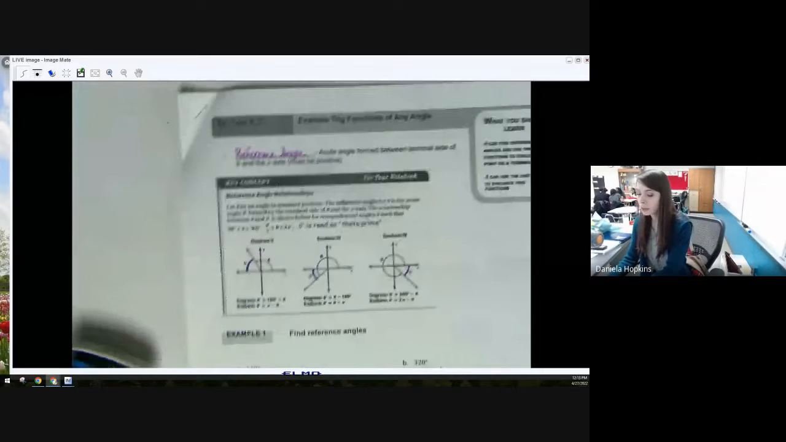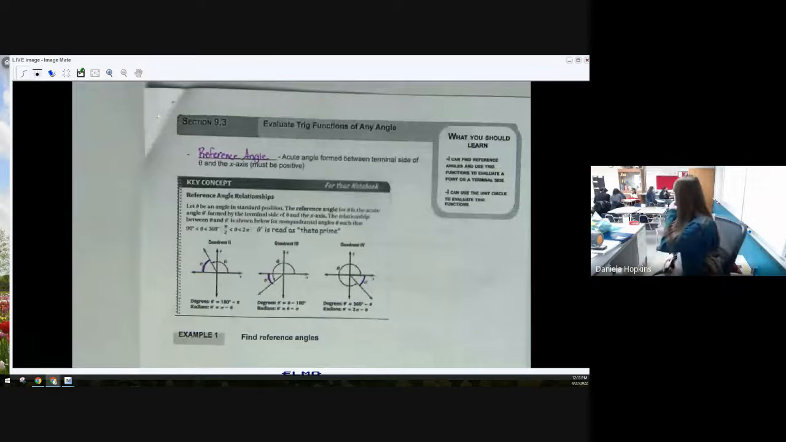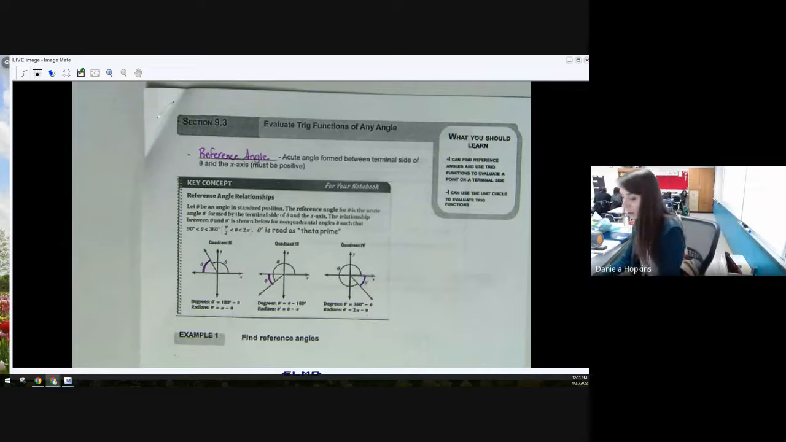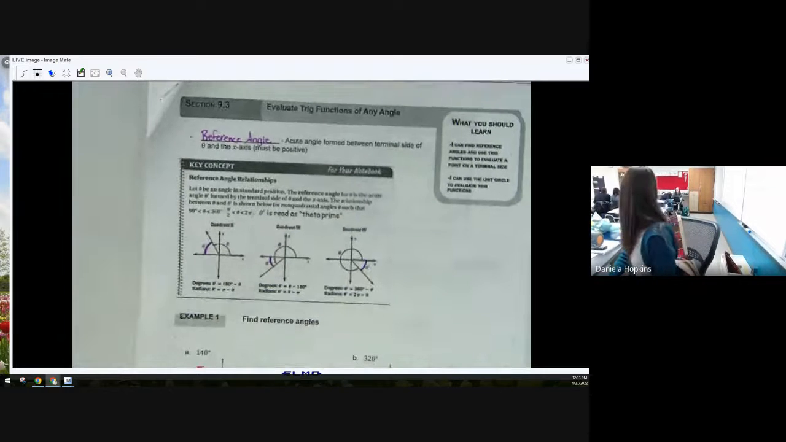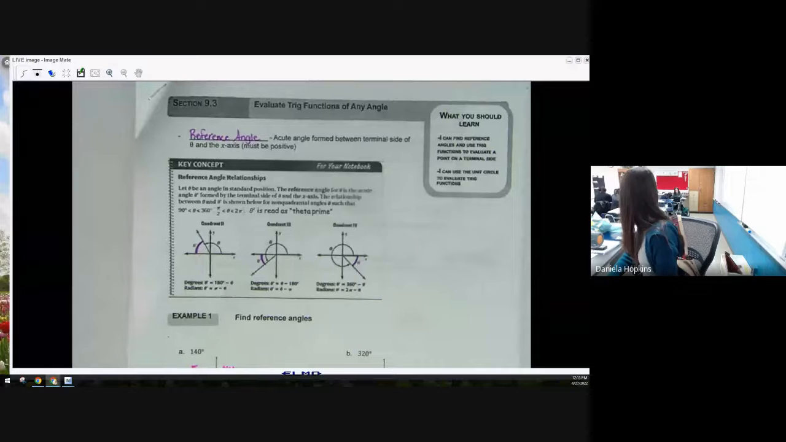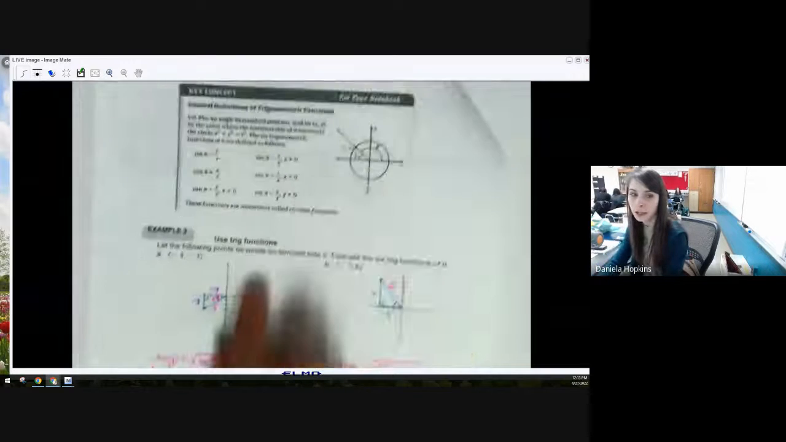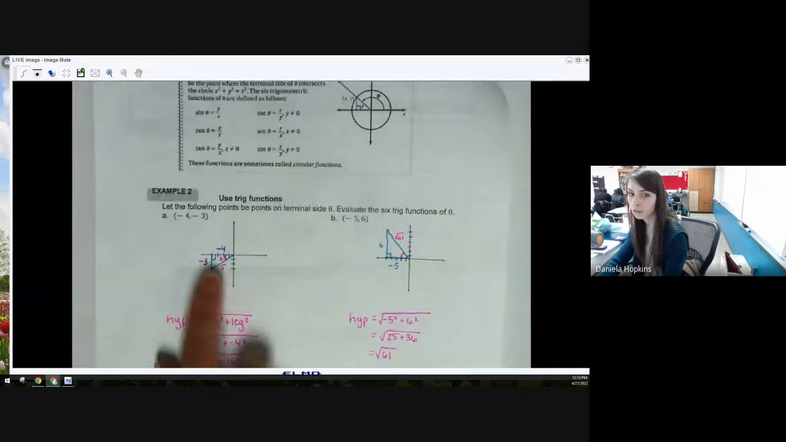Yesterday, we talked about reference angles. Are we good? Okay, so yesterday we talked about reference angles. We also talked about finding our different trig functions when you're given a random point.